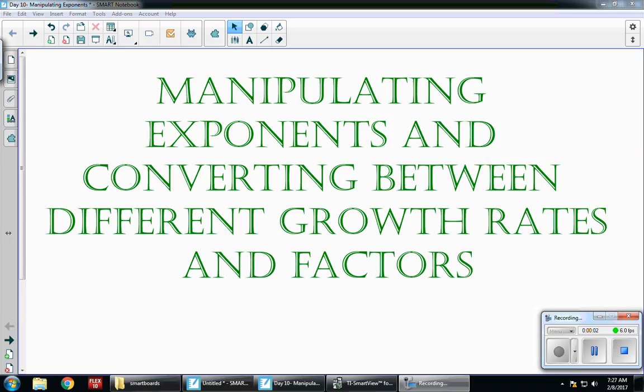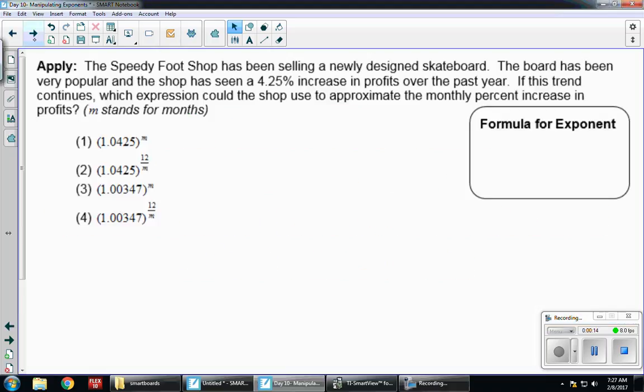This video is going to go through how to manipulate some exponents and be able to convert between different growth rates and growth factors. So if I have yearly and I want to go to monthly or vice versa. So let's take a look at our first equation.